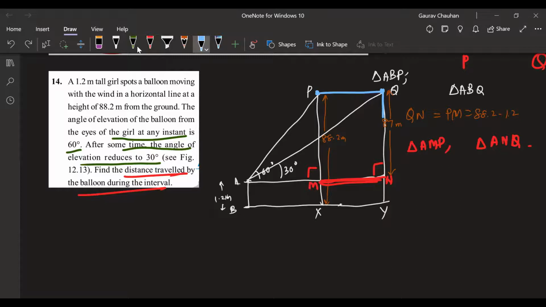Here it is 87, so you'll be able to find using this 30 degree. Here also it's 87. You'll be able to use this 60 degree and find here. Do you want to take a snap? I'll give you a minute. Take 10 seconds if you guys want to take a snap. Done, sir.